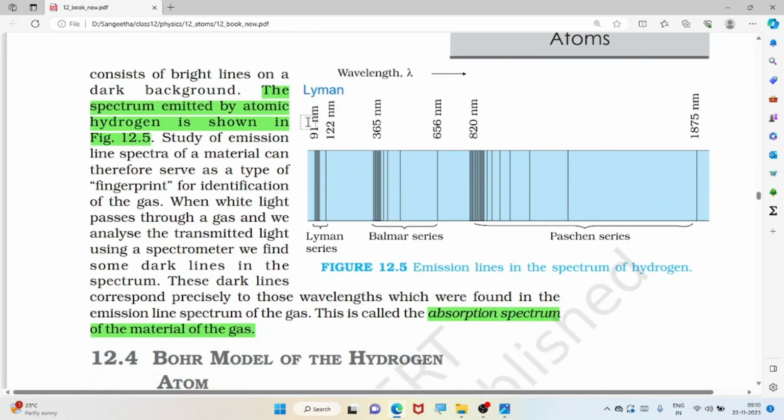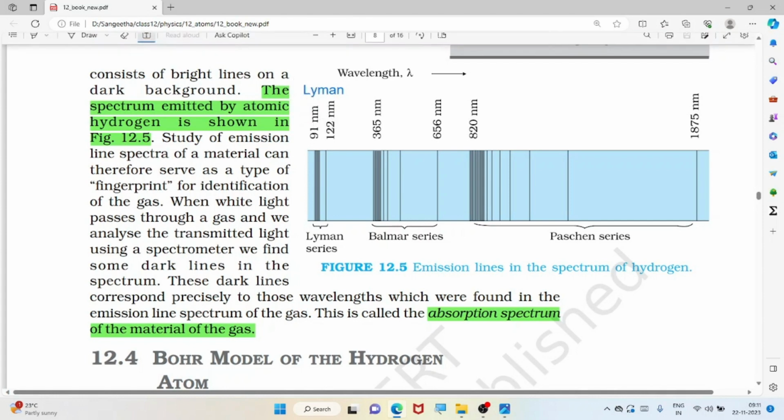See here, this series is given in nanometer. Our computation came in Angstrom. 10 Angstrom is equal to 1 nanometer. Okay, so our computation result came within this band of the Lyman series.